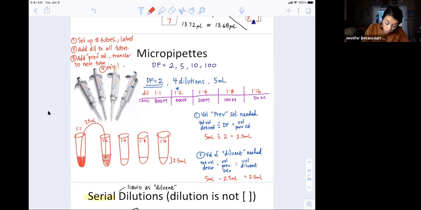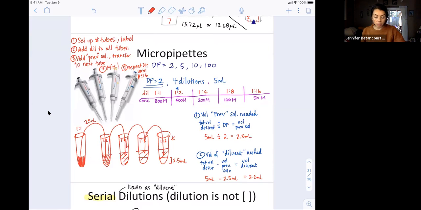And then you 5. Repeat 3 and 4 until you reach 1 to 16. Okay. For this example, right? You keep repeating it until you have finished making this last dilution. So over here, keep going, keep going. And that's it. That's a serial dilution.